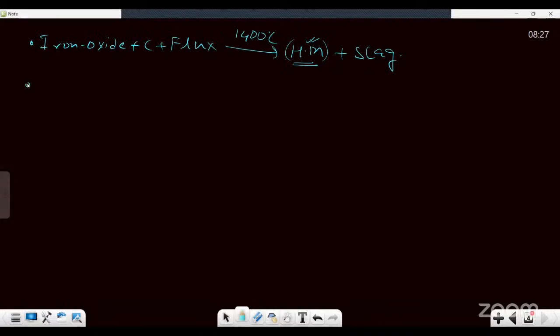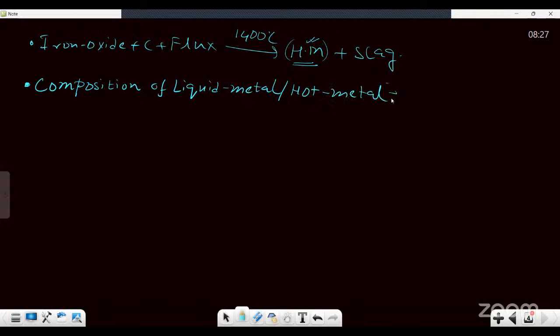What is going to be the composition? This is not fixed, obviously. It will depend upon the process or the route. We cannot say that 100% the composition is going to be exactly this, but it will be in a range that we will discuss. When we talk about composition, always remember we always talk about a range. So, the composition of liquid metal or the hot metal, that is the iron that we are getting after the process in the blast furnace. That is what we call the liquid metal or the hot metal.